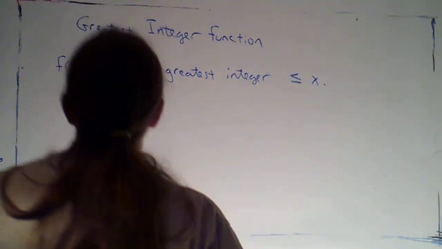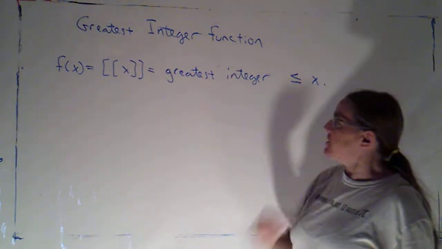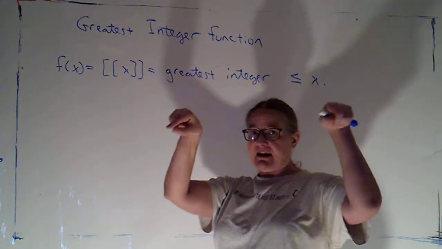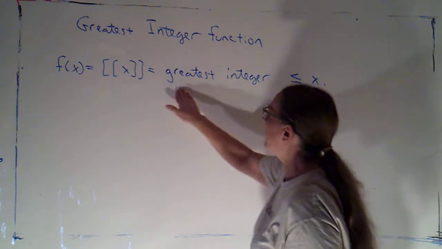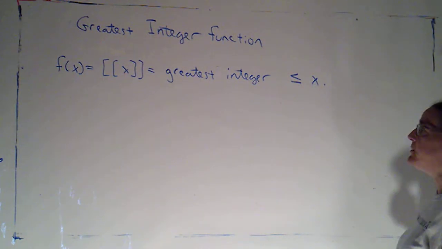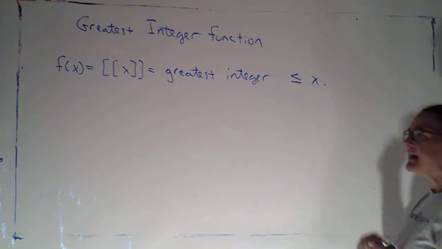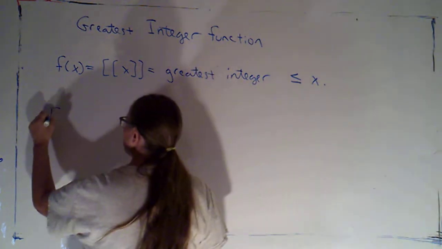I've got up here on the board the greatest integer function. The notation for that is these double brackets around x. And what that means is that the y value is just the greatest integer that's less than or equal to x. Now let's remind ourselves of what the integers are.